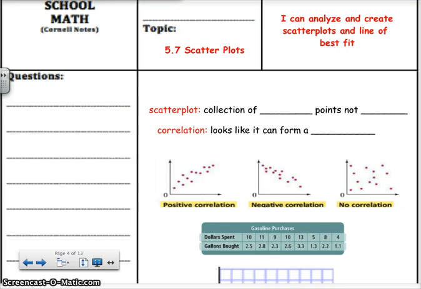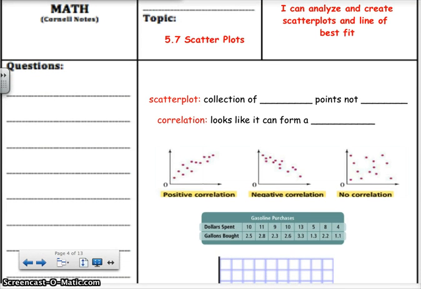Okay, we are doing the last lesson of our linear equations unit, 5-7, scatter plots. Your learning target today: you can analyze and create scatter plots. That's what we're really doing today. We're doing line of best fit tomorrow. So today we're going to be able to analyze and create.